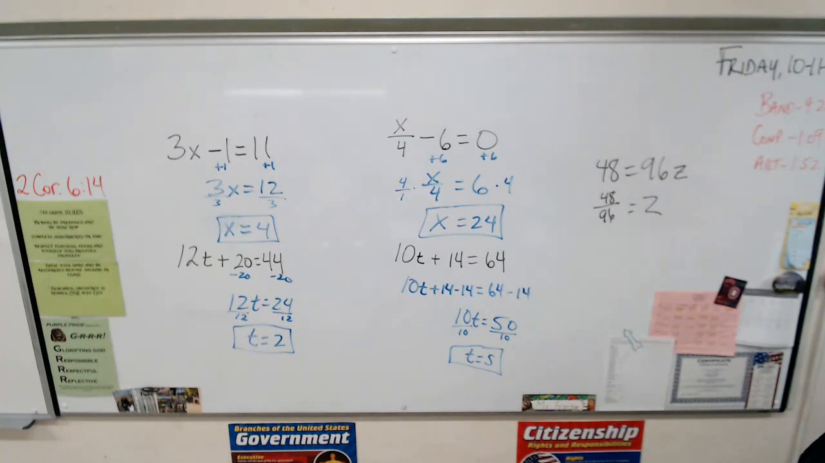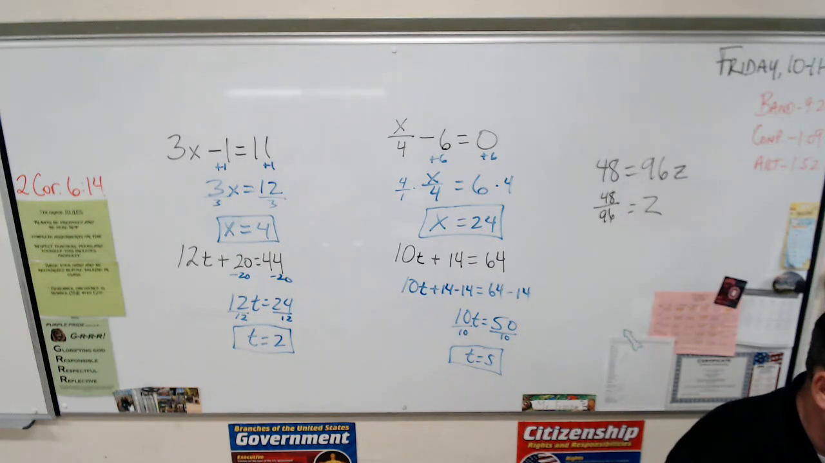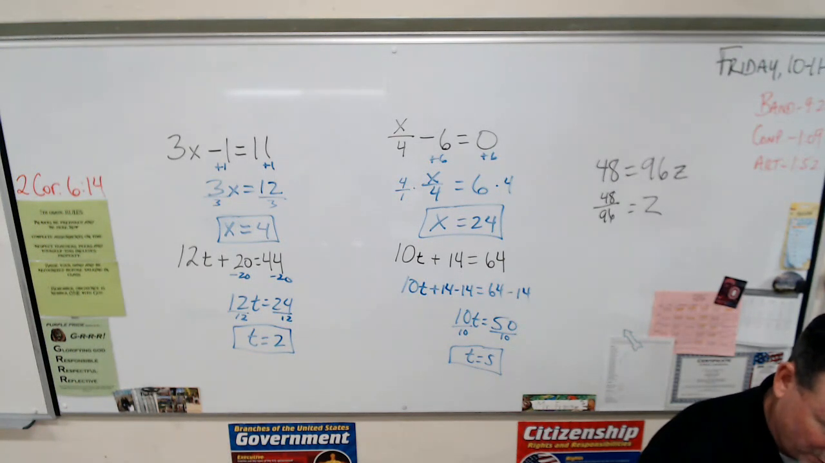35. 4z plus 8 equals 12. 4z plus 8 minus 8. 4z equals 4. Z equals 1. First one, number 10. Minus 8, minus 8. So you've got 4z equals 4. Divide by 4, divide by 4.